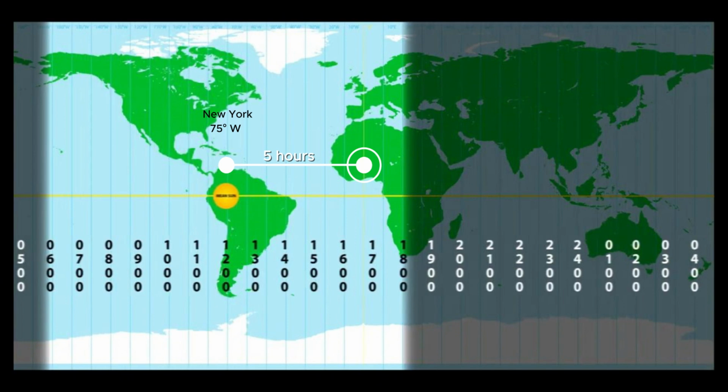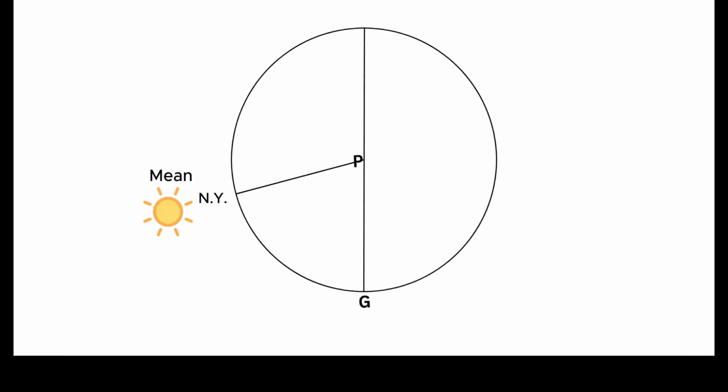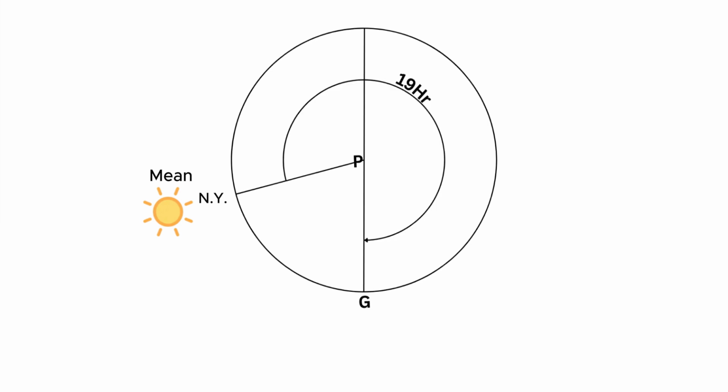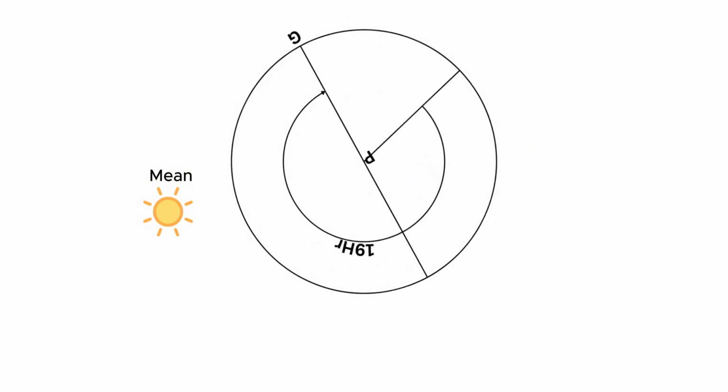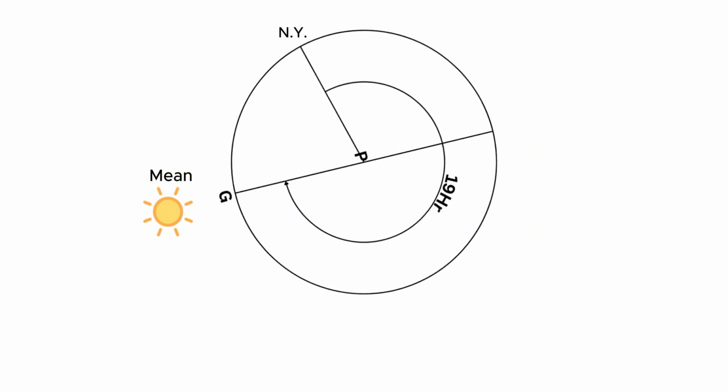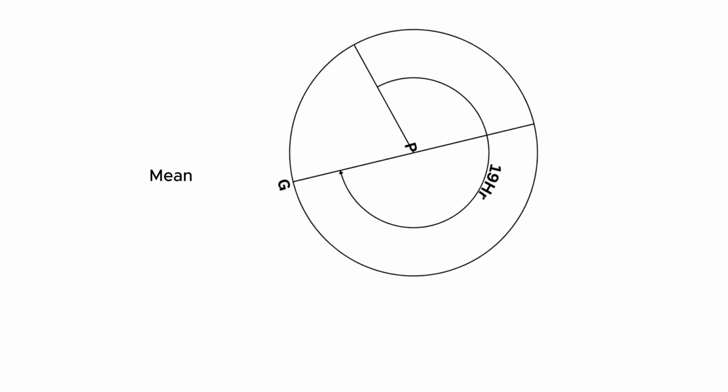When the mean sun reaches New York's meridian, its local hour angle is 0 hours, and its local hour angle in Greenwich is 5 hours, representing the time elapsed since the mean sun crossed the Greenwich Meridian. Similarly, when the mean sun completes its westward journey and crosses the Greenwich Meridian again, the local hour angle in New York is 19 hours, 24 hours minus 5 hours. It's important to note that this calculation may necessitate a date change in certain circumstances.